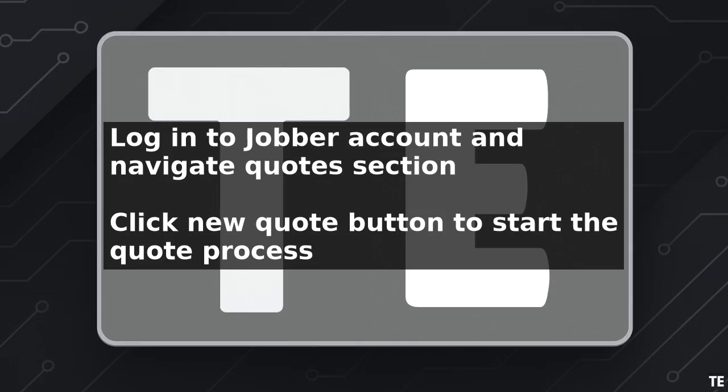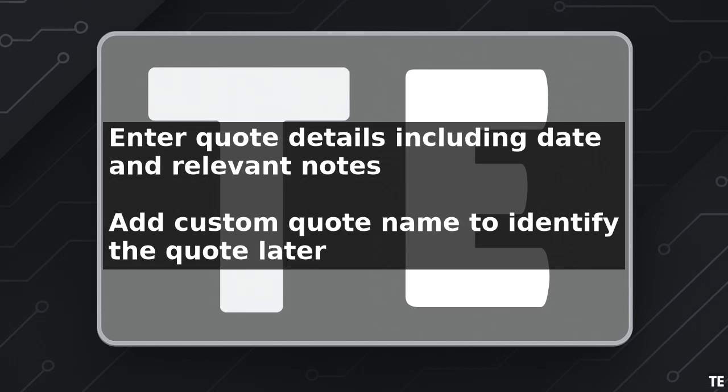To start, log into your Jobber account and navigate to the Quotes section. From here, click the New Quote button to begin the process. First, select the customer for whom you are creating the quote. You can search for existing customers or add a new one if needed.